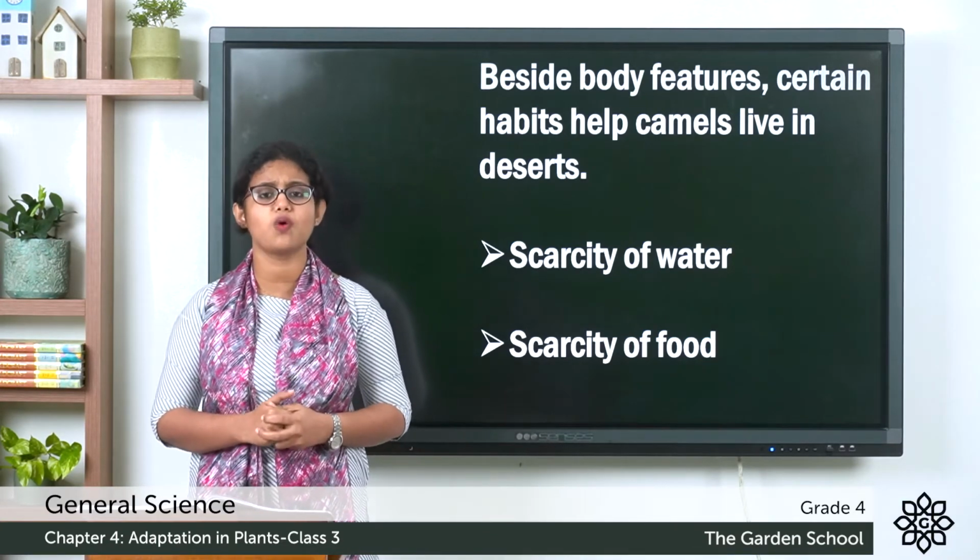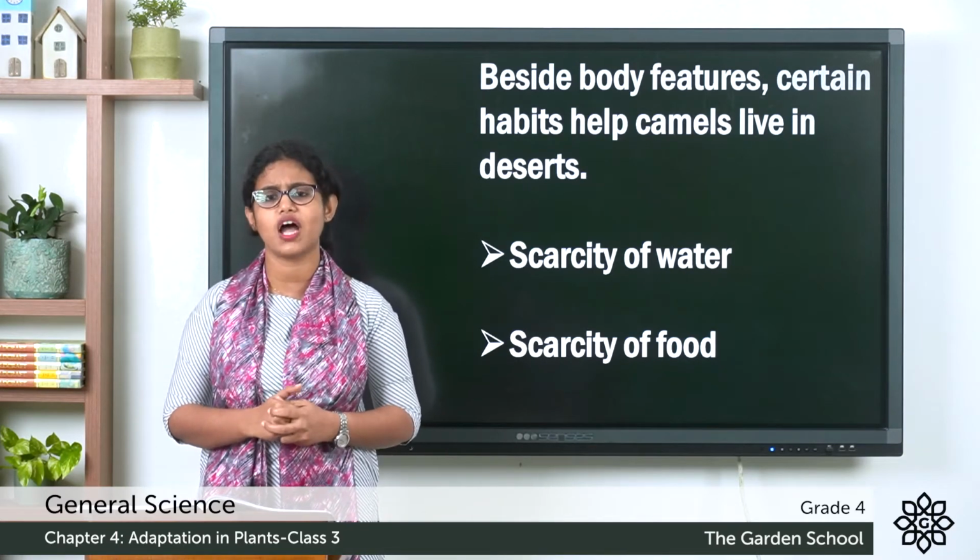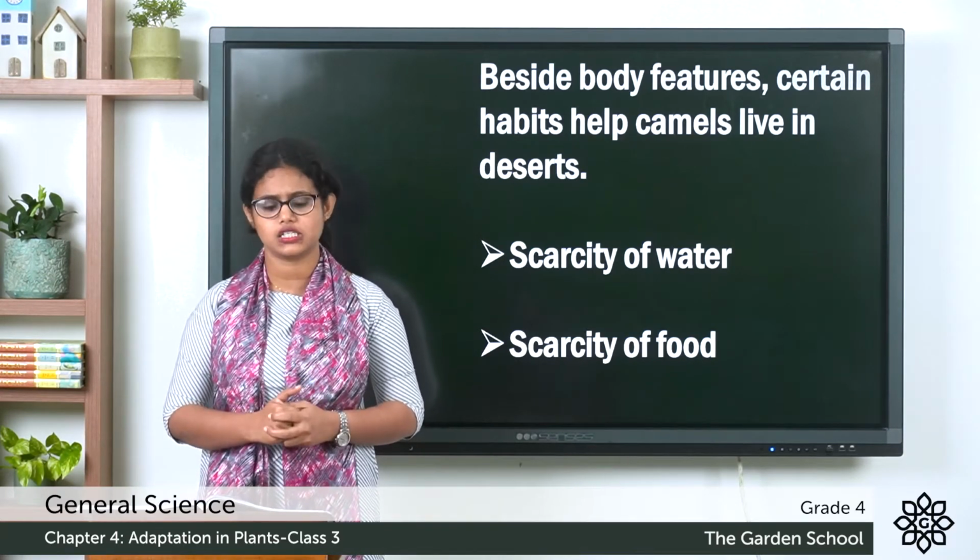So camels have some body features that help them to survive in the hot, sandy desert.